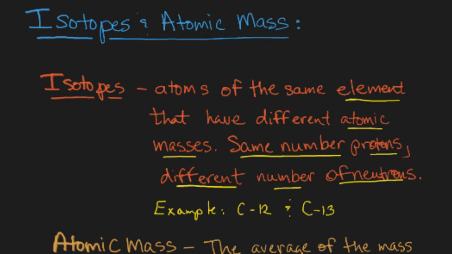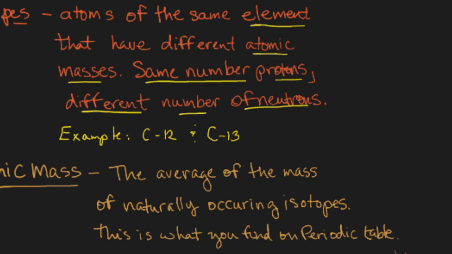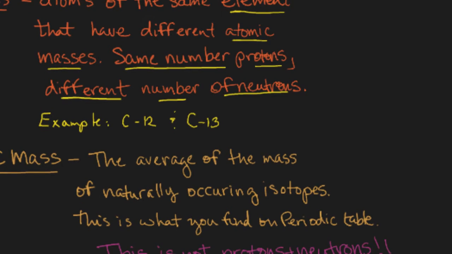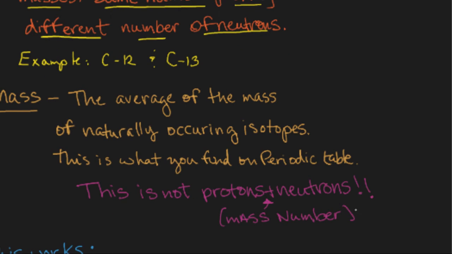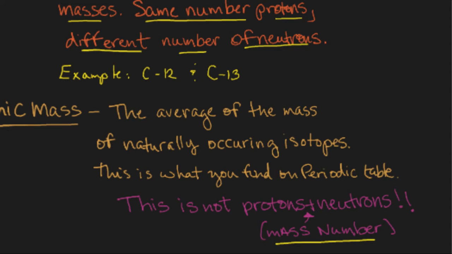So we keep throwing around this word atomic mass. What is atomic mass? Well, it's exactly what I just said. The average of the mass of the naturally occurring isotopes. This is what you're going to find on the periodic table. It's also referred to as a molar mass. Once we discuss the concept of moles, we'll go over the concept of molar mass as well. Now, don't confuse atomic mass with protons plus neutrons. That's the mass number. Okay. Here we're talking about the average of the atomic masses of all the naturally occurring isotopes.